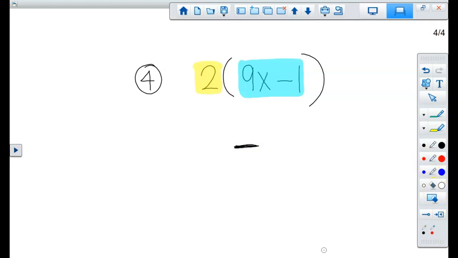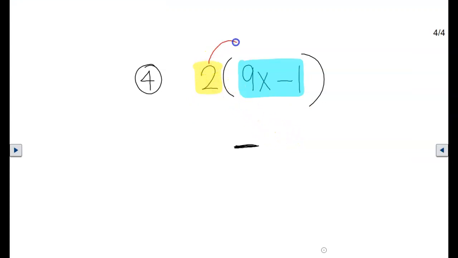Distributive property tells me that I can take that 2 and distribute it to each member of my group. First I will do 2 times 9x. To do that, I'll do 2 times the 9, which is 18. And then because that 9 had an x, carry that x down here and put it in your answer. 2 times 9 is 18. The x moves down, so 2 times 9x is 18x.